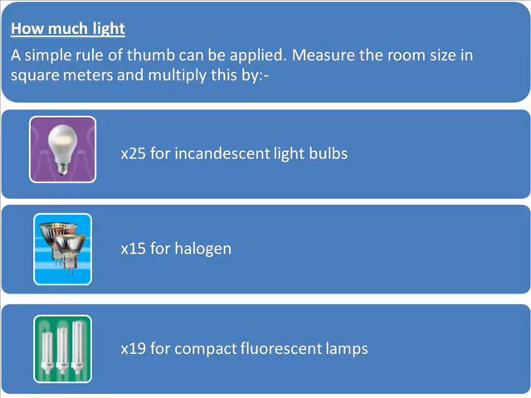Now to the question, how much light do I need? Determining the correct amount of light levels for a home is a very complicated subject and often depends to a degree on an individual's perception and requirements. However, a simple rule of thumb can be applied. Measure the room size in square metres and multiply this by 25 for incandescent light bulbs, by 15 for halogen bulbs, or by 19 for compact fluorescent lamps. This will give you the total wattage required to light that room.